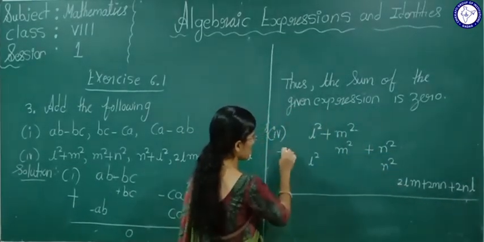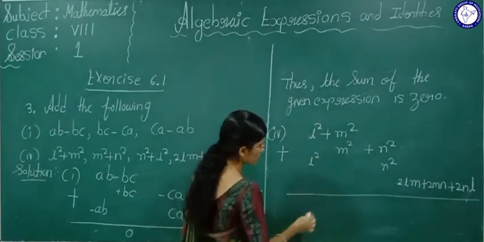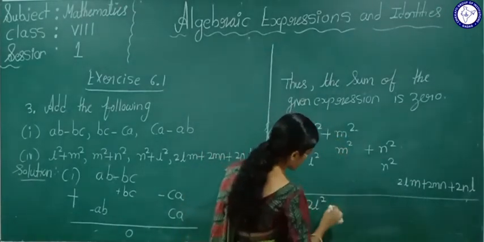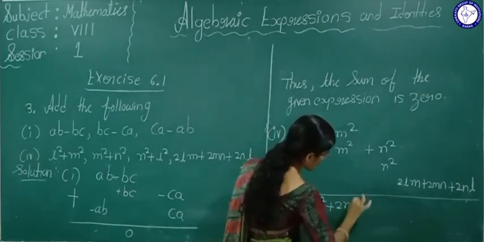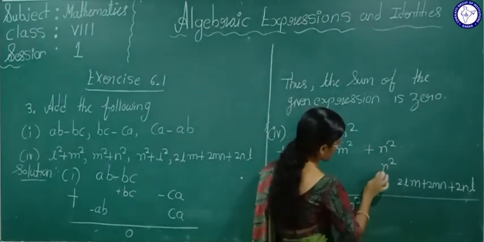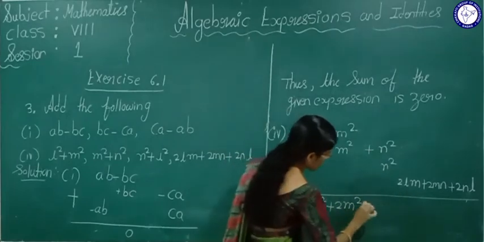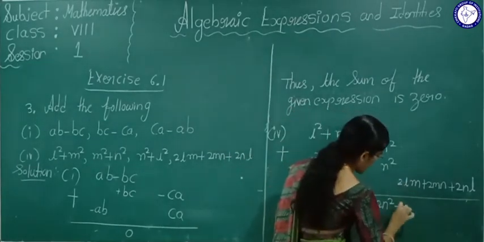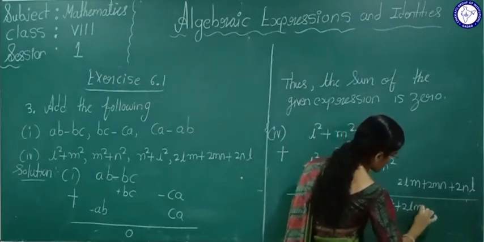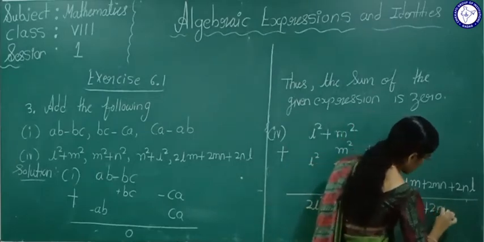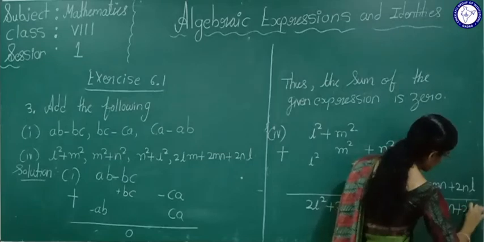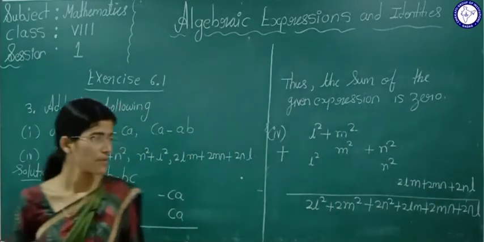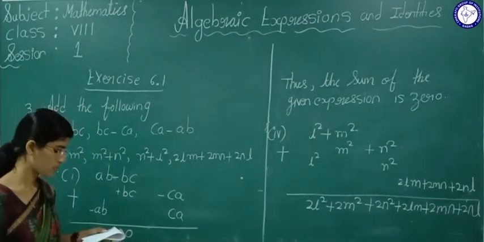Yes. L square plus L square is 2L square. M square plus M square is 2M square. N square plus N square is 2N square. Okay, we will write as it is 2LM plus 2MN plus 2NL. So this is the sum of this algebraic expression.